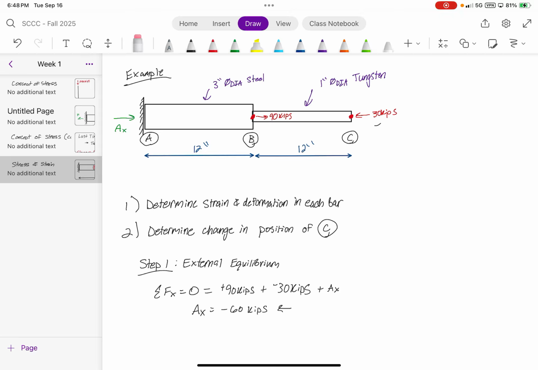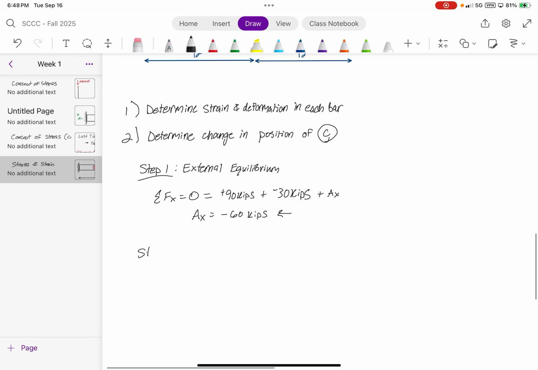Does it make sense how I got that? Any questions at all about this so far? All good? Step 2 is what? Internal equilibrium.